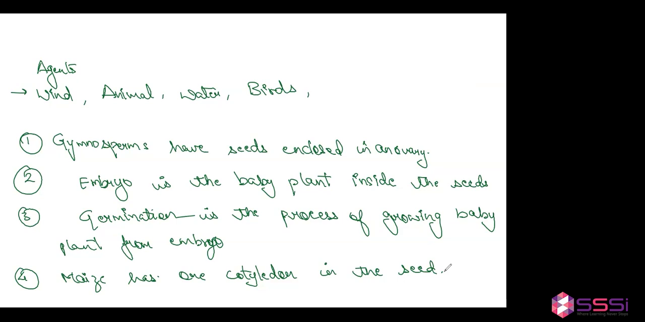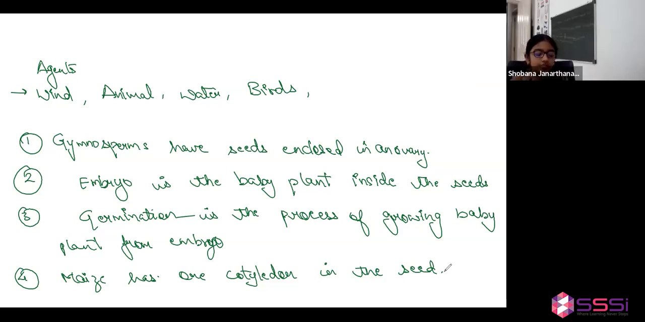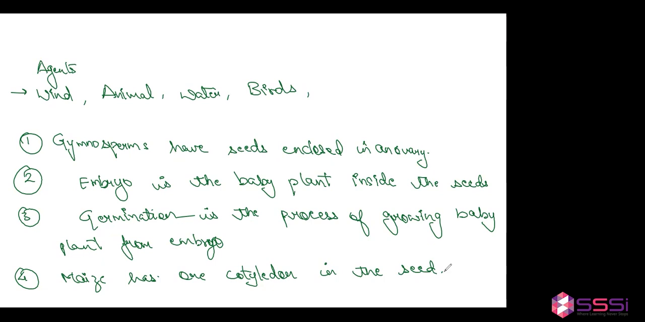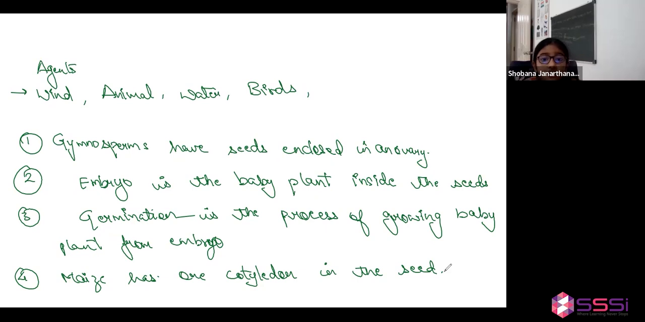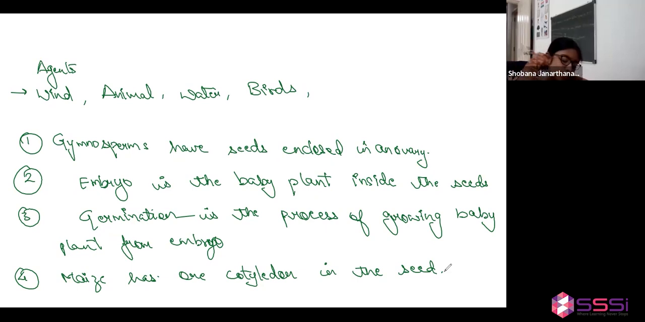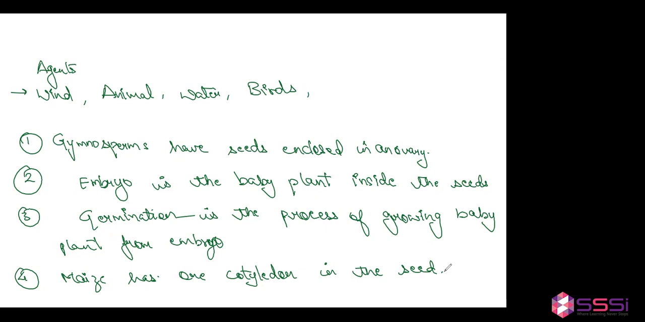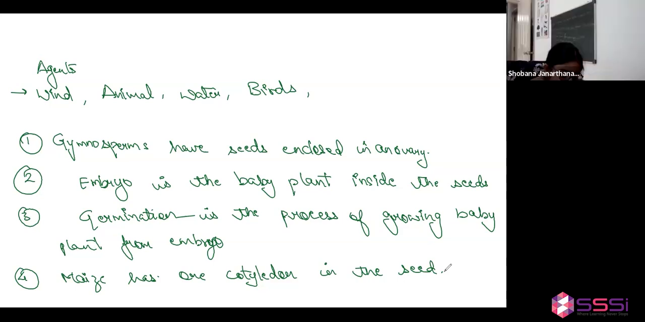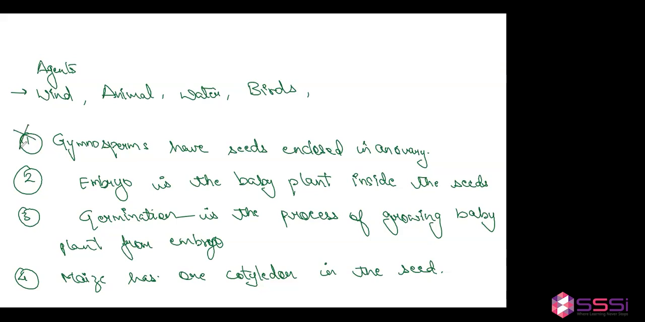Gymnosperms have seeds enclosed in an ovary? Actually, gymnosperms have naked seeds. Very good. Angiosperms have closed seeds in an ovary, they are flower bearing plants. Angiosperm plants have seeds enclosed in an ovary, and gymnosperms have naked seeds, right? So the first statement is incorrect, right?